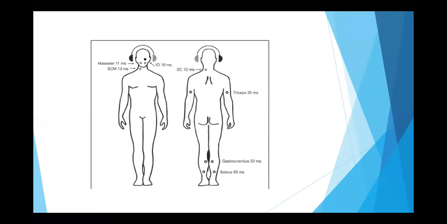So, what do we mean by this VEMP? Any muscular potentials which is recorded from anywhere in our body because of a sound stimulus. We call this vestibular evoked myogenic potentials. Why? Because when we say vestibular evoked, we mean that we are stimulating the vestibular end organ.